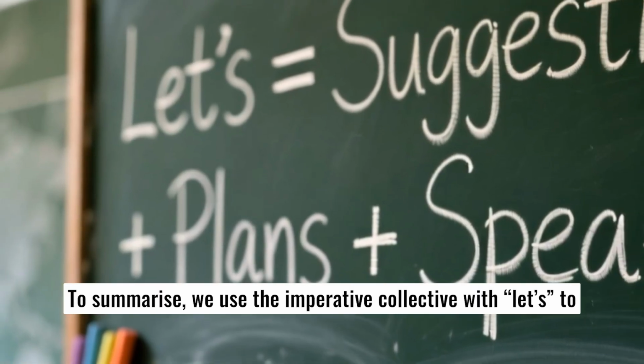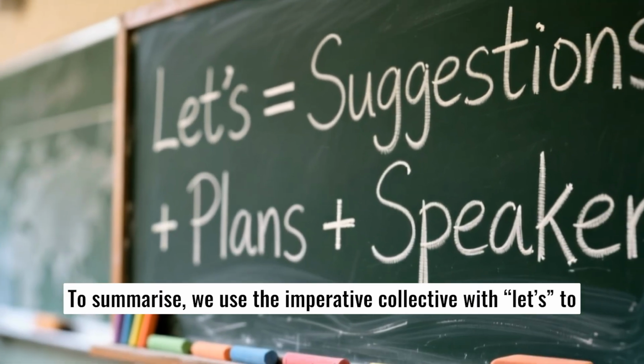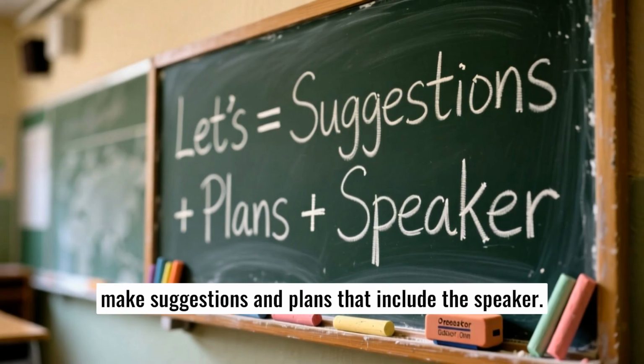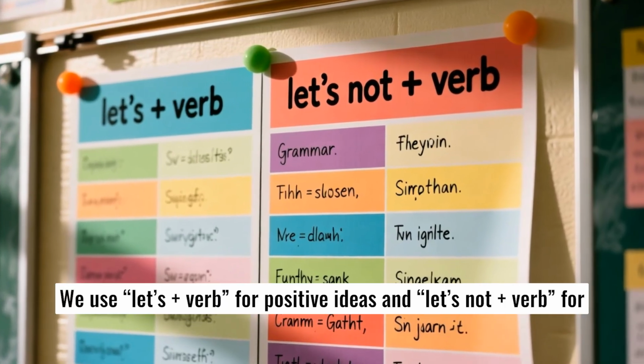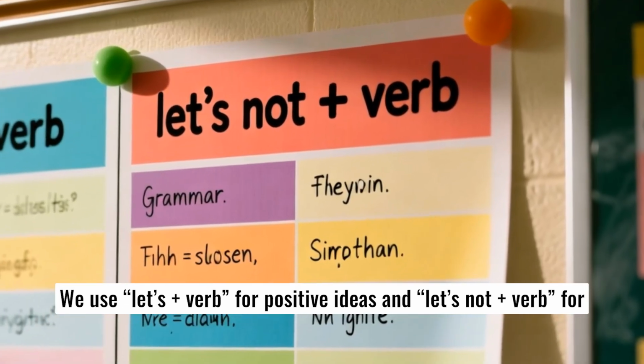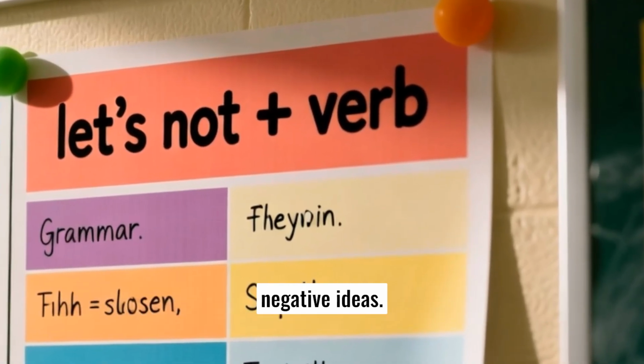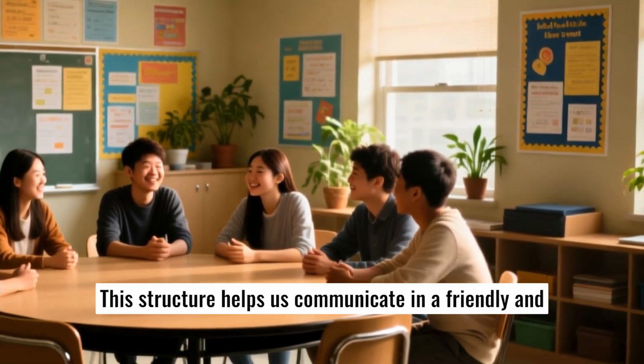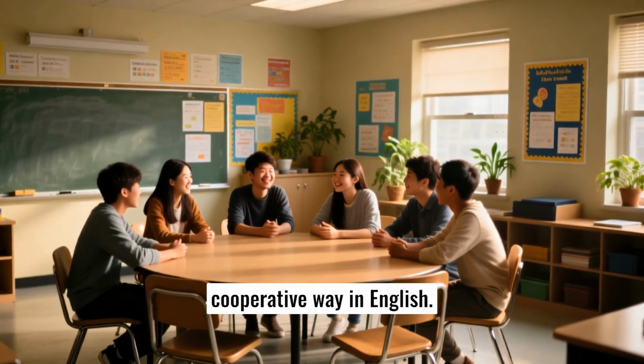To summarize, we use the imperative collective with let's to make suggestions and plans that include the speaker. We use let's plus verb for positive ideas and let's not plus verb for negative ideas. This structure helps us communicate in a friendly and cooperative way in English.